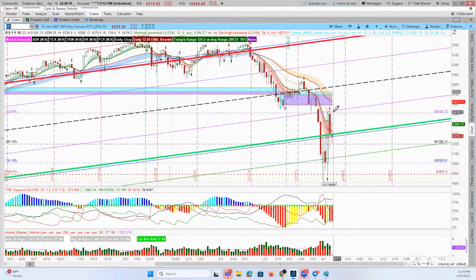Tomorrow we are going to have some banks' numbers. The numbers will be good, but what will be their guidance? That is going to be really, really important at this time.